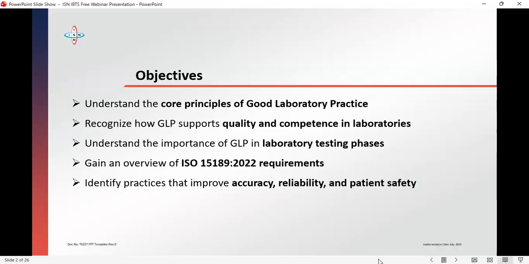Also, at the end of this training, we want to make sure that you identify practices that can improve your accuracy in your laboratories. It can improve your reliability and also improve your patient safety, okay? So when good laboratory practice is put into place and we're following the right procedures and requirements, at the end of the day it is going to ensure that our patient gets the right result and is also safe. So these are what we want to quickly achieve in the next few minutes that we will be here.